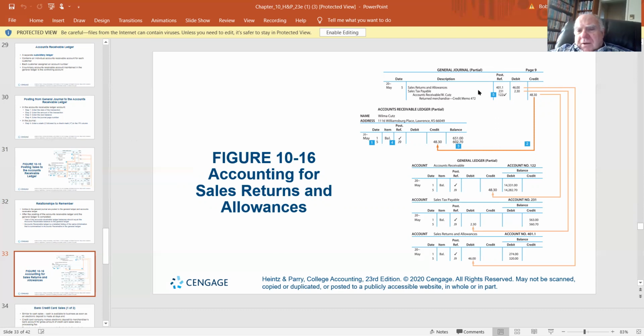So the journal entry is we never debit sales. We only debit the contra account called sales returns and allowances, and that's for the cost of the merchandise. We have to return her sales tax number of $2.30, and thus she no longer owes us $48.30. So just like all of this was posted to the general ledger, the $48.30, just that AR number, comes over to the AR ledger. In this case, as a credit because it's reducing her overall balance to us.